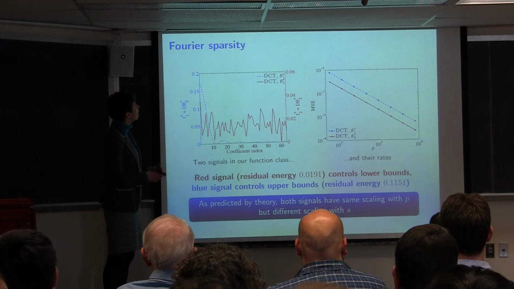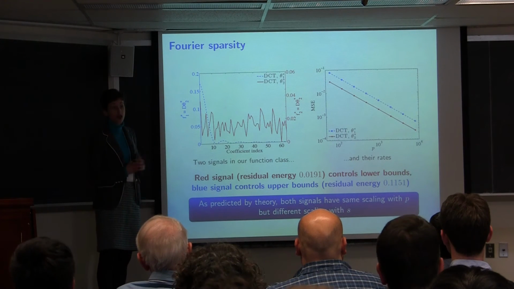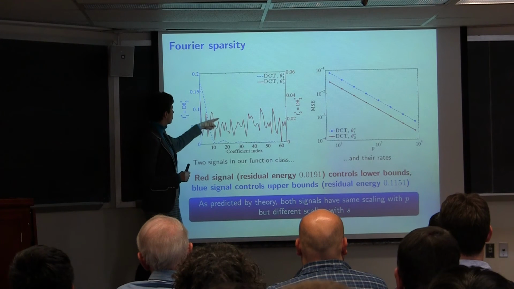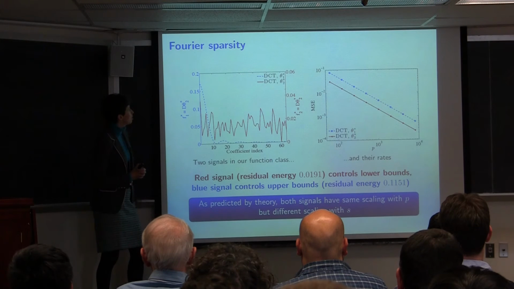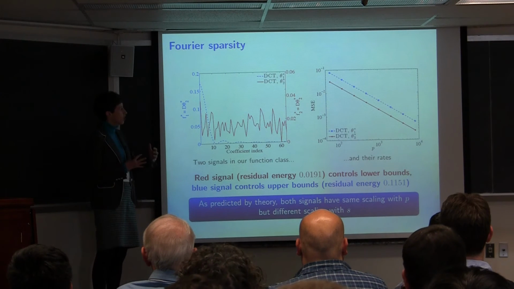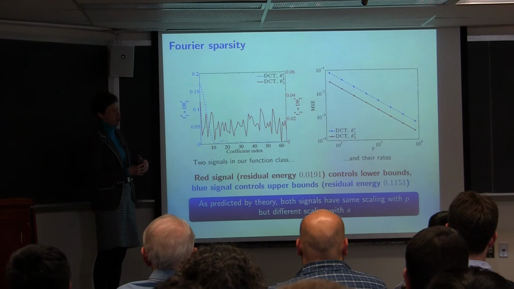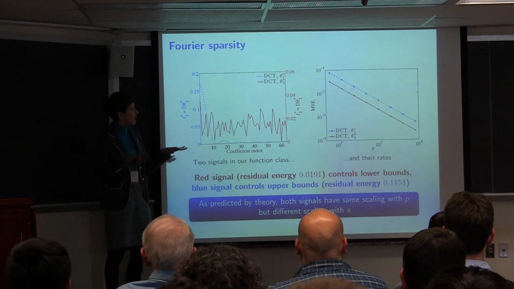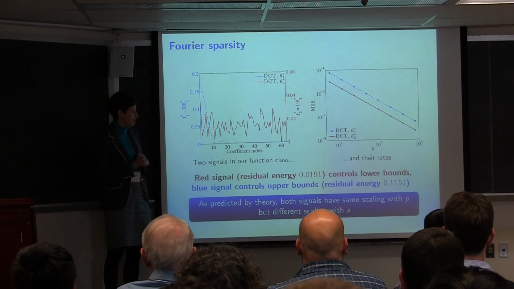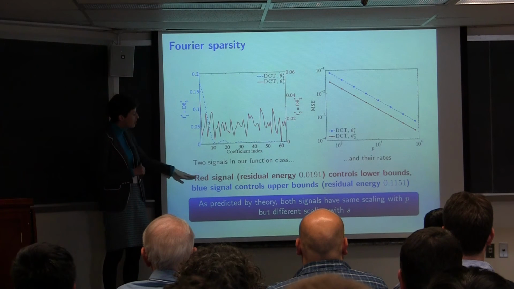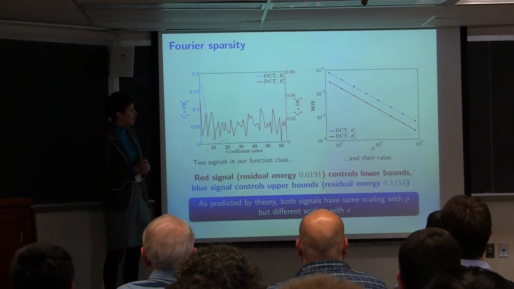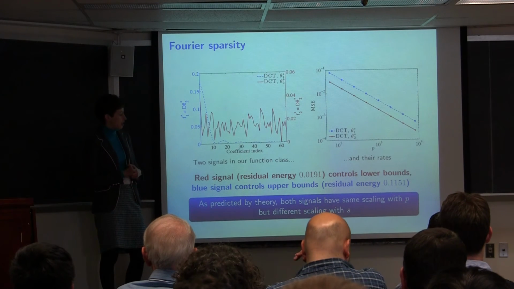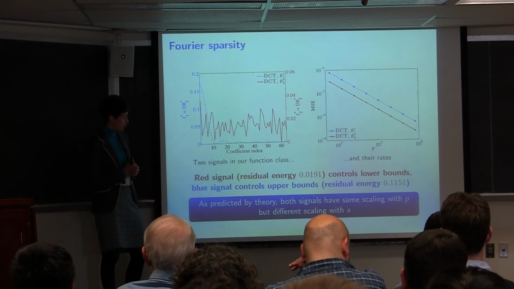So let's see this. Here, I'm considering the discrete cosine transform basis, and I have plotted two different signals. The blue signal corresponds to the peakiest S-sparse signal that I could construct in this basis. And the red signal corresponds to the flattest S-sparse signal that I could build in this basis. So the red signal has very low residual energy and dominates our lower bounds. The blue signal dominates the upper bounds and has a very high residual energy.